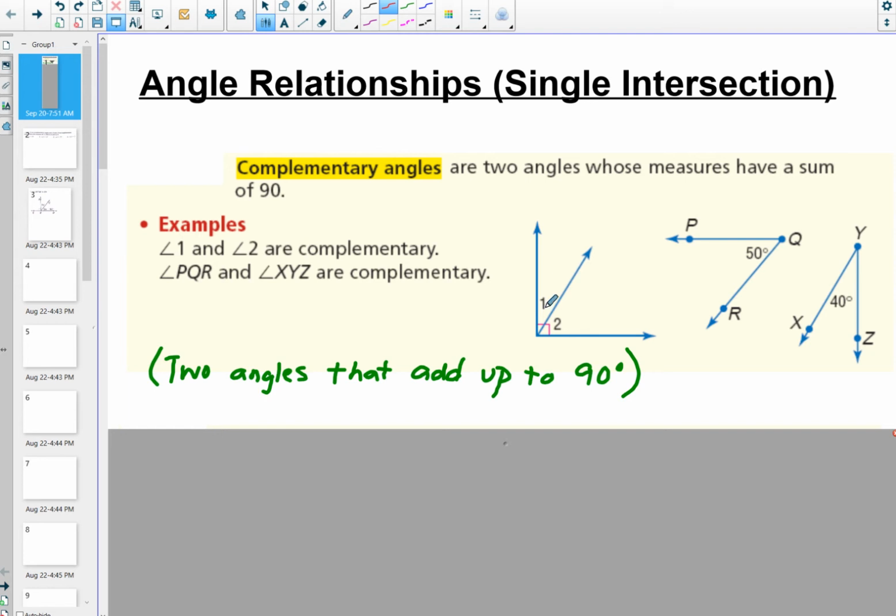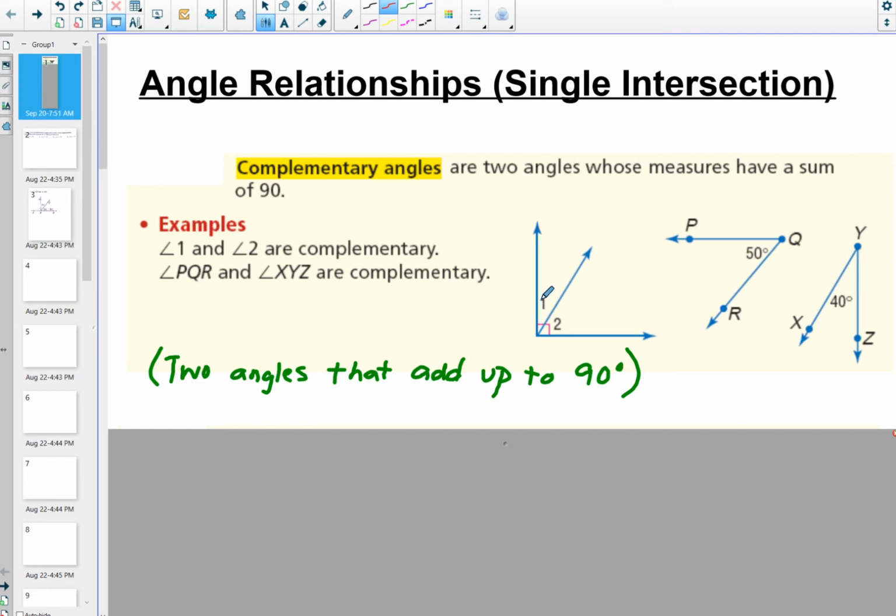Why do those add up to 90? Because of the little box. Okay, together they make a right angle. Now this is also a word that we've seen before, but we're going to focus on today: the angles are adjacent. They meet, they're right next to each other. So they're adjacent angles that happen to add up to 90 degrees. These 2 angles are not adjacent, but they are complementary because 50 plus 40 is 90. Those are the other 2.